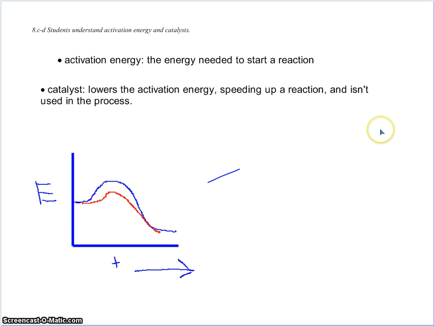Okay. Just like if you live closer to school, you get to school faster. It takes less work to get there. If you have to go over a giant hill to get to school, it's going to take you longer than if you go over a small hill.